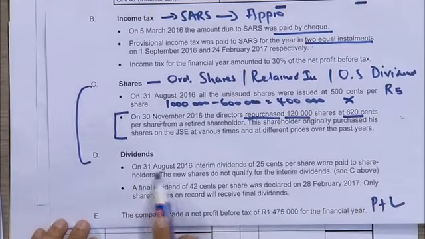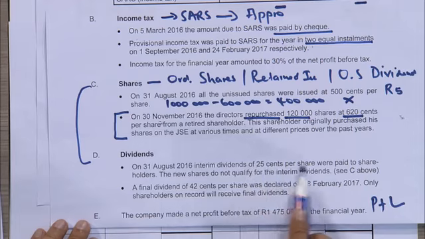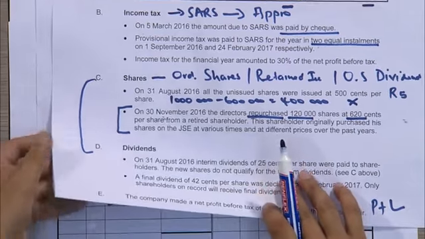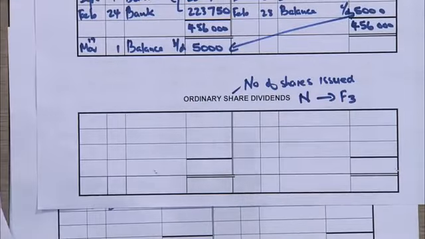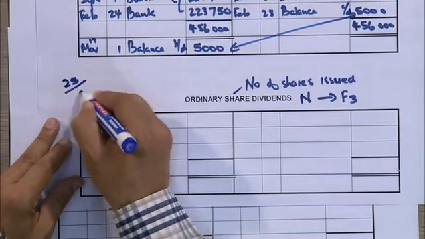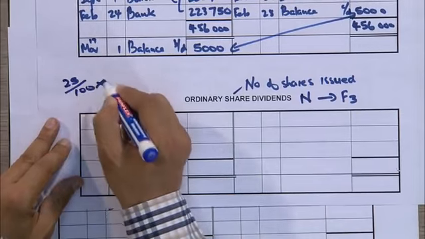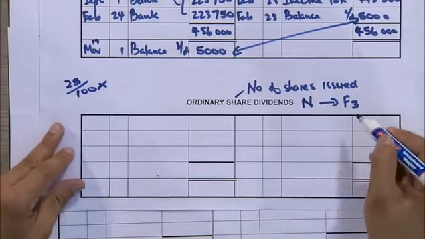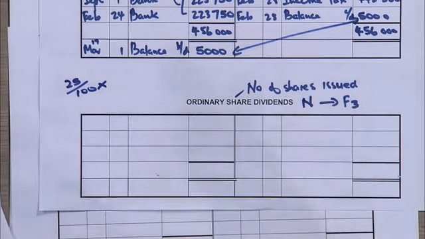But it says on the 31st of August, an interim dividend of 25 cents per share was paid to the shareholders. Okay, so in other words, we're paying 25 cents per share. So 25 cents per share is 25 over 100 times the number of shares at the particular time. Now it says on the 31st of August.